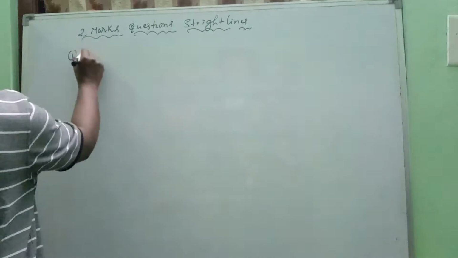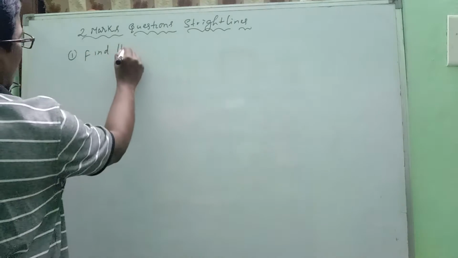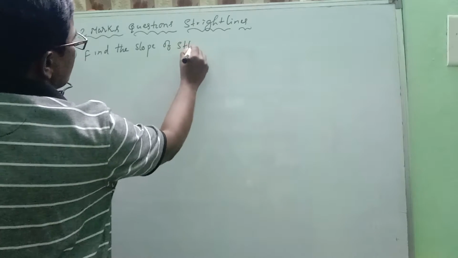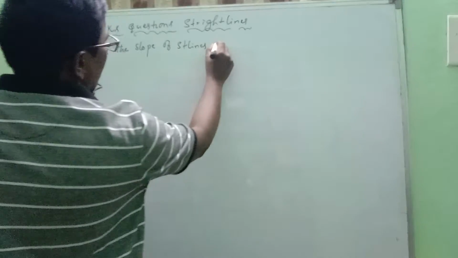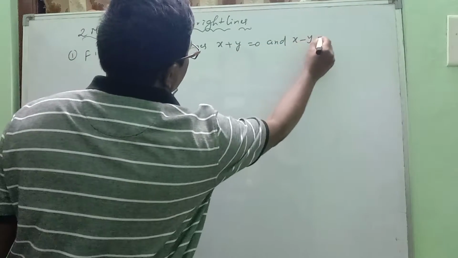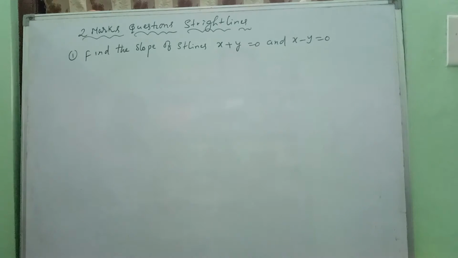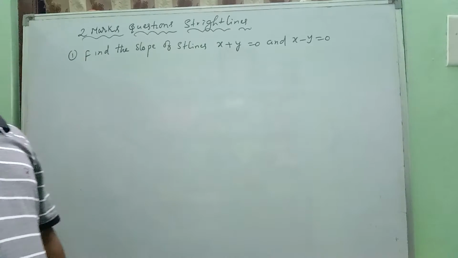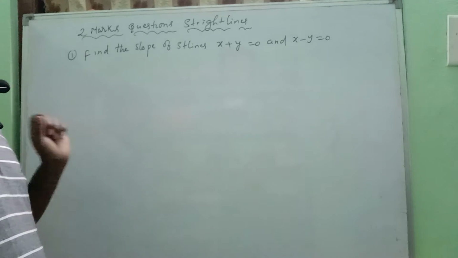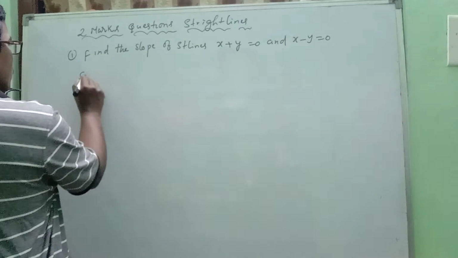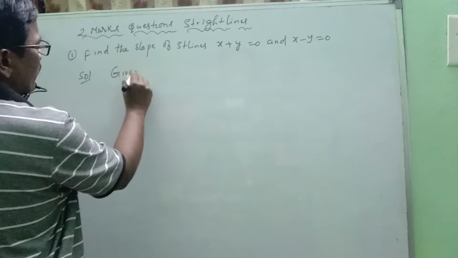First question. Find the slope of the straight lines x plus y equal to 0 and x minus y equal to 0. Find the slope of these straight lines. Very easy sum, previous IP question. Solution. Given lines.